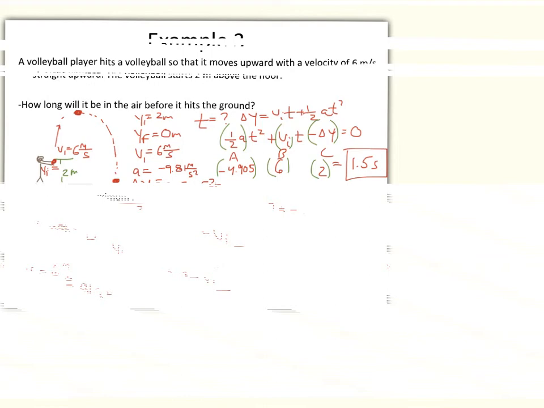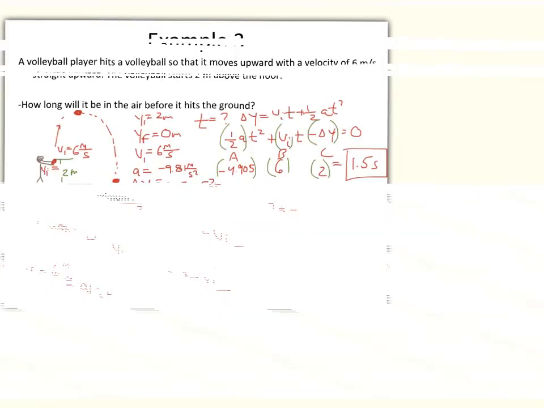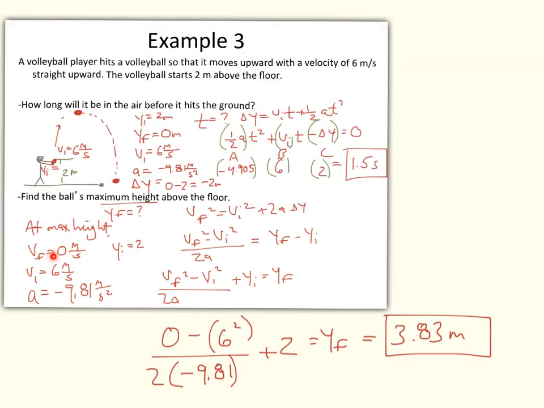So I'm going to say 3.83 meters off the floor. Is that right? 36, 2 times, yeah, that's what I got. And there we go. All right, so that's our maximum height above the floor. Because we set our final velocity right there to be 0, and then just plugged everything else in. All right, that's example 3.